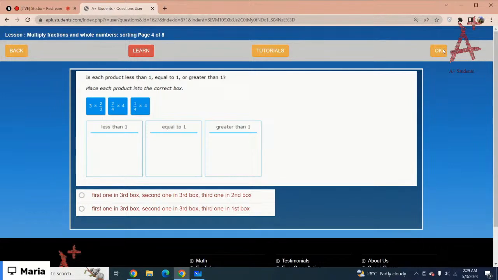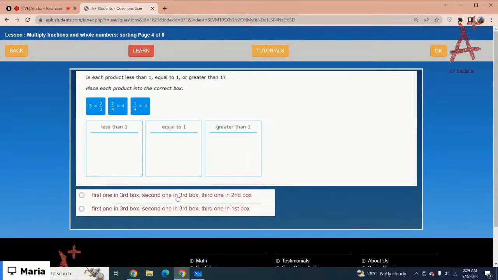Okay, 3 times 2 is 6, 6 over 3. It must be greater than 1 because the numerator is greater than the denominator. Then 4 times 2 is 8 over 4. Also, it is greater than 1 because the numerator is greater than the denominator. And 4 and 4 got cancelled out. You are left with 1. That means the first two are in the last box, and the third one is in the second one.